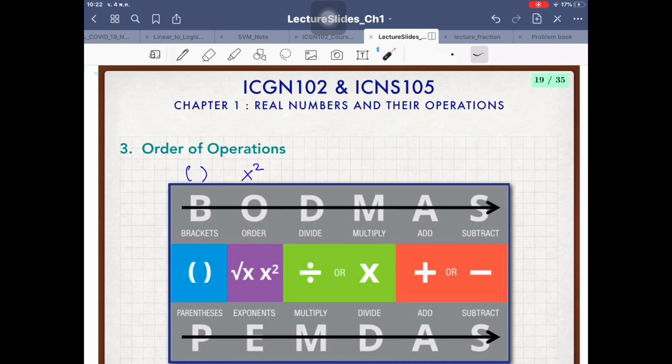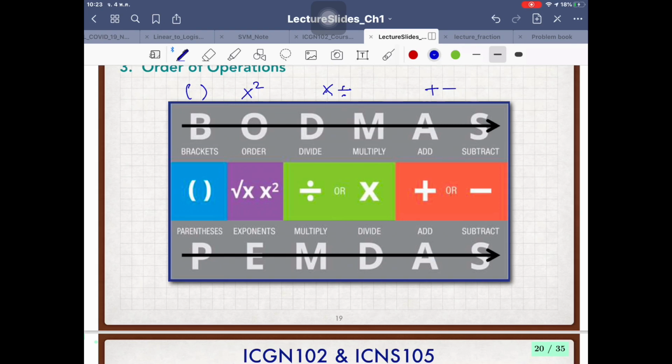And then the next priority will be divide or multiply. Divide and multiply, they have the same priority. And then the next priority will be the addition and subtraction. And here again, for addition and subtraction, they have the same priority. So it's going to be like this. Multiply or divide. Add or subtract. So this will be the BODMAS.